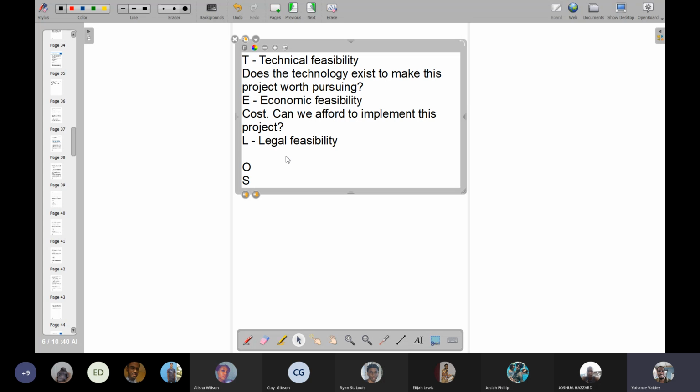Legal feasibility. Legal feasibility is essentially, or anybody want to tell me what they think it is? You know my favorite example with legal feasibility. Anybody want to contribute and say, well, what is legal feasibility? I talk plenty for technical and economic feasibility. Somebody contribute. What do you think legal feasibility is?